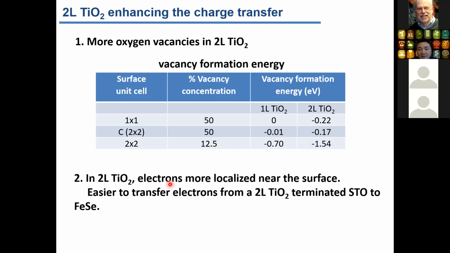The second thing we found is that for the two-layer case, the electrons are more localized near the surface.